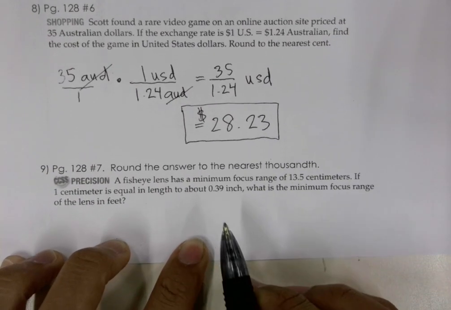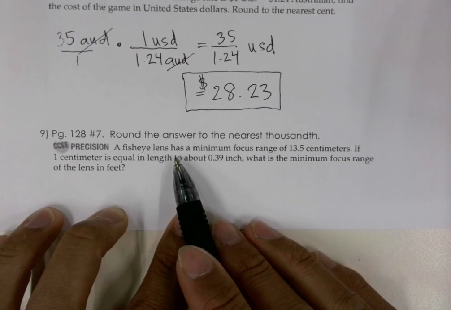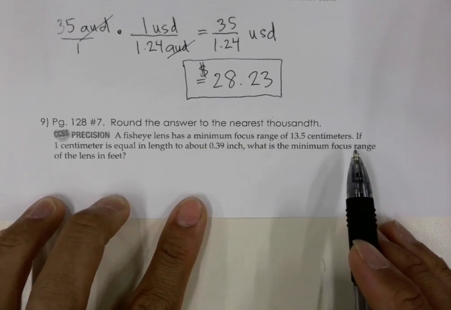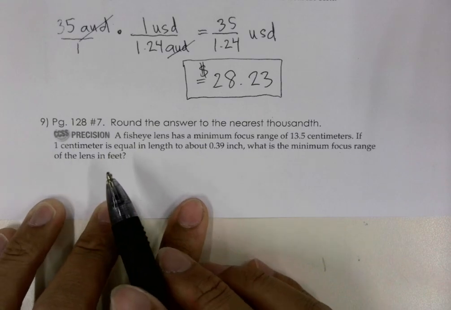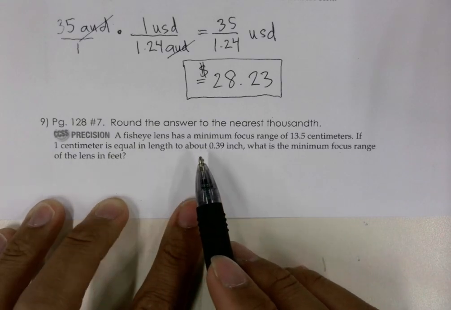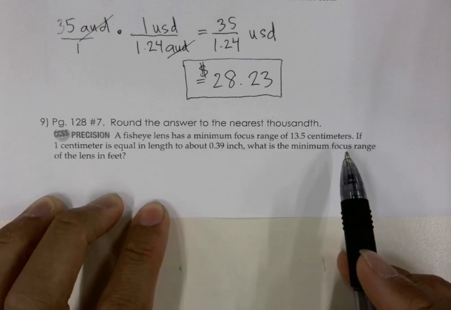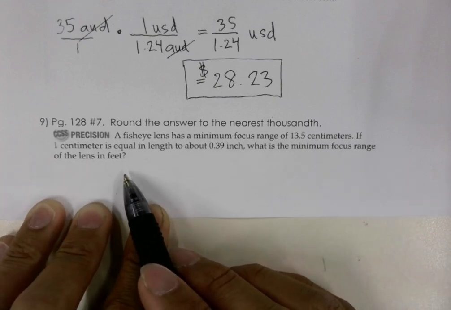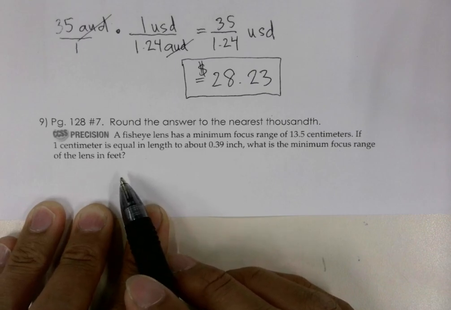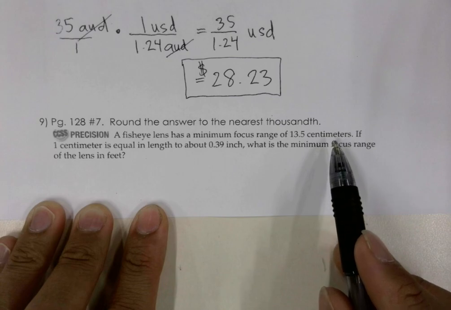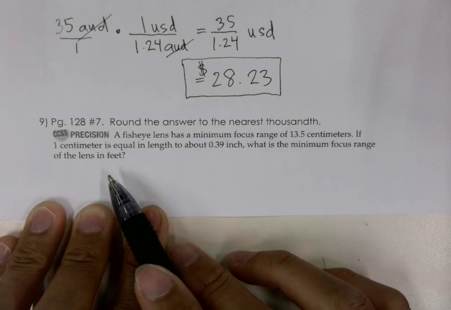For number 9, we have the question: a fisheye lens has a minimum focus range of 13.5 centimeters. If 1 centimeter is equal in length to about 0.39 inch, what is the minimum focus range of the lens in feet? So what we need to do is start with 13.5 centimeters and convert that into feet.